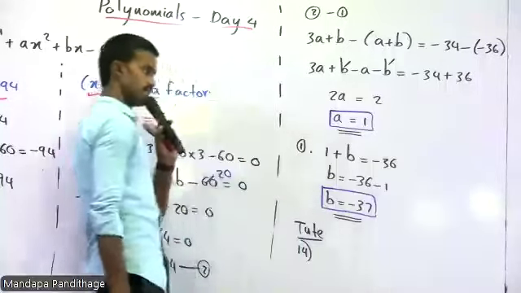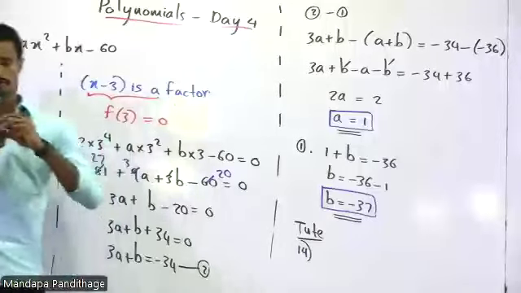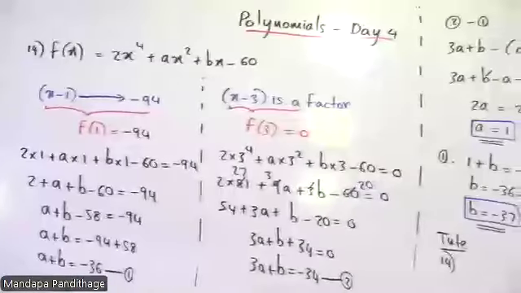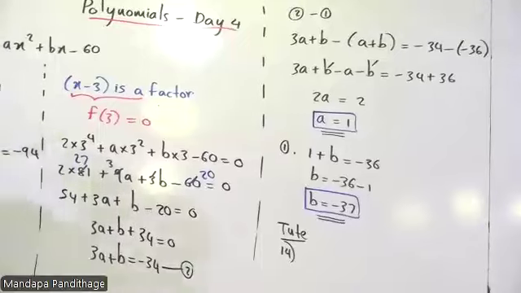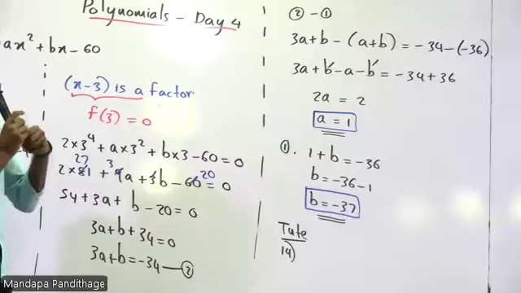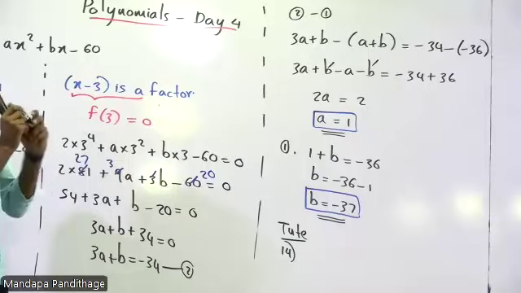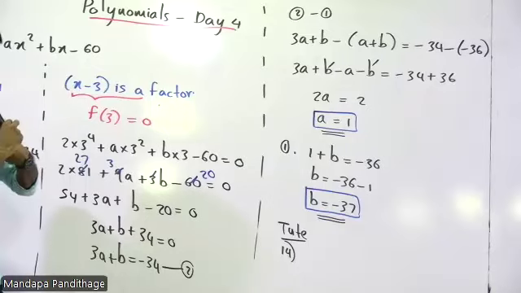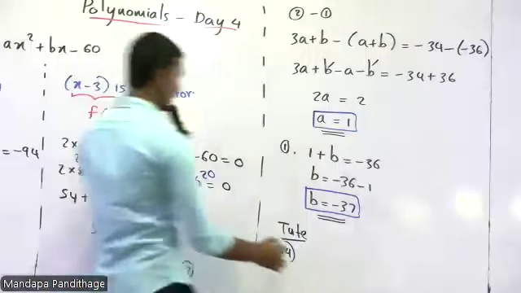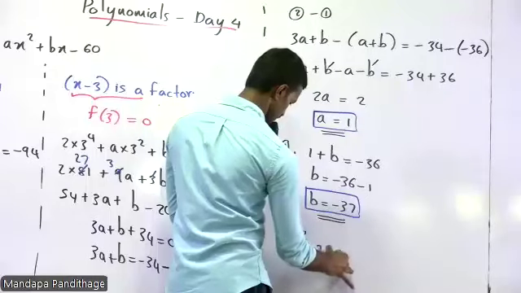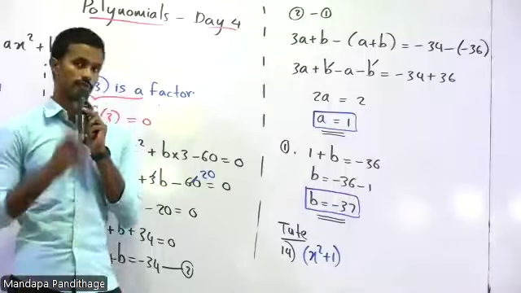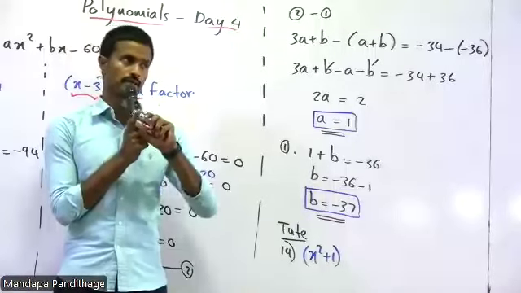For this A and B values, find the remainder. Find the remainder when f(x) is divided by x squared plus 1. Try this for this A and B values. Find the remainder when f(x) is divided by x squared plus 1.